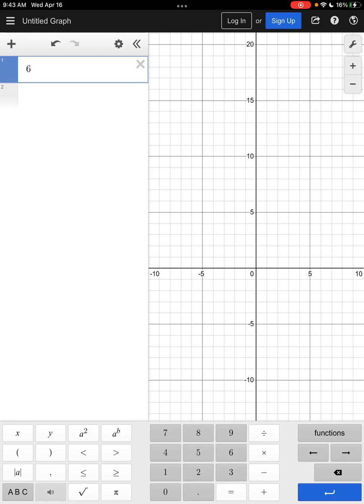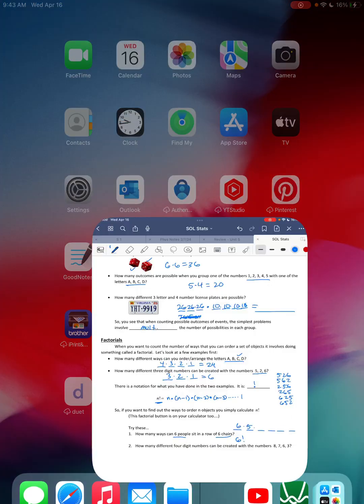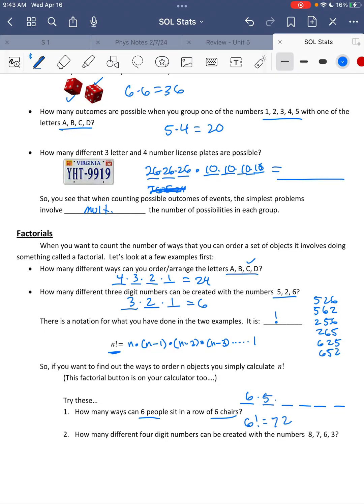So if you literally type 6, and then I think on ABC, if you find the exclamation point, there it is. So 720, okay? So 720 ways to put 6 people in 6 chairs.